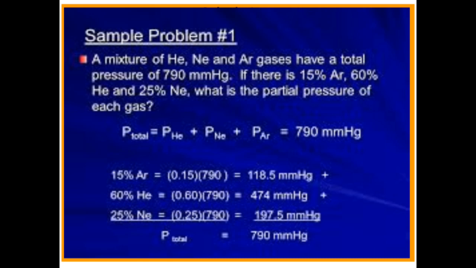Done? Okay, the second one, which is helium, the percentage is 60. So for you to get the partial pressure, it is 60 over 100 times the total pressure, which is 790. Punch it. 60 over 100 times 790. It will give you 474 millimeter mercury. Punch it.